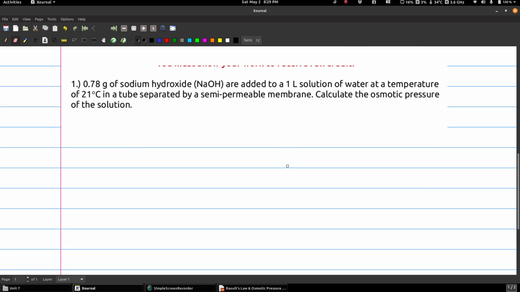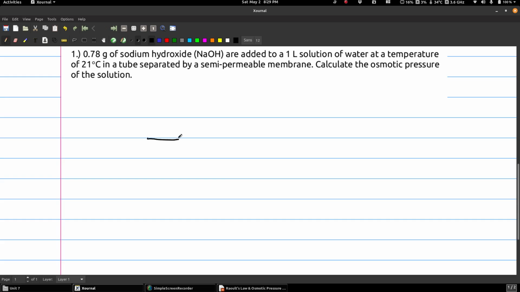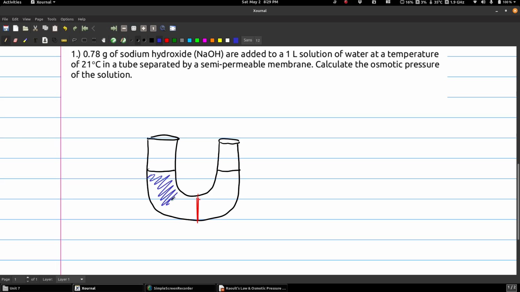So again, when you do osmotic pressure, we're going to assume that we have a U-tube or something like that. And then it's going to have a semi-permeable membrane in the middle. And let's just say our water is over here, and then we have our sodium hydroxide over here.